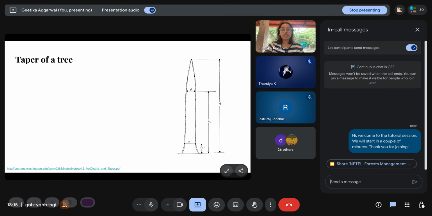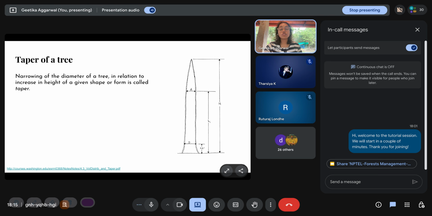Yes. Very nice, Tarsya. That's correct. Basically, when we talk about the decrease in the diameter as we go higher in the height of the tree, so the narrowing of the diameter of a tree in relation to increase in the height of a given shape or form, it's called taper. Here we're talking about the tree, but in general, it could be of any shape or form. And the characteristics of this are that it is measured in terms of centimeters per meter of the stem length. So how many centimeters of the diameter are decreasing with a meter increase in the stem length.